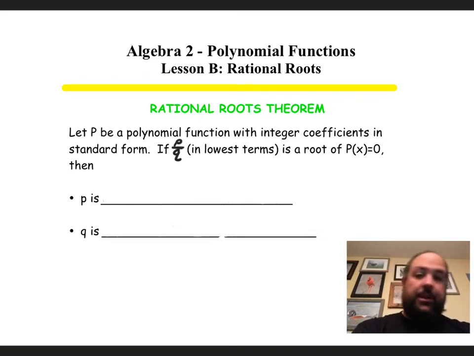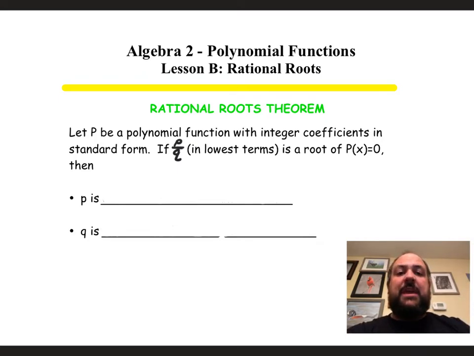The rational roots theorem basically tells us how to determine what rational numbers end up being roots or solutions or zeros for specific functions. It says here, let P be a polynomial function with integer coefficients. That means positive or negative whole number coefficients, and it's in standard form, so from largest exponent down to the smallest one. We know that if some rational expression p over q, which has been reduced, is a root of P of x equals 0, then that tells us two things.